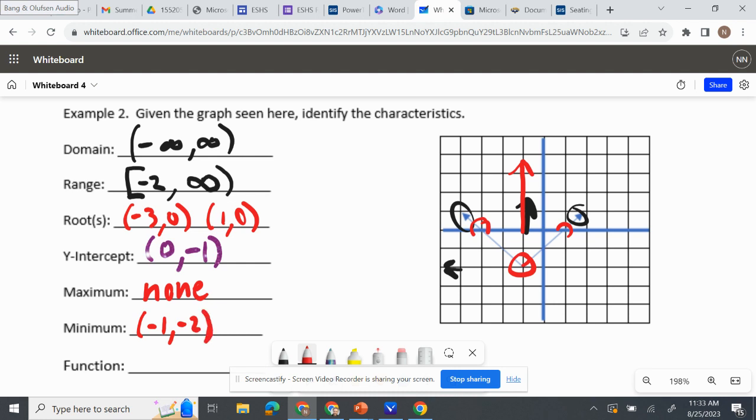And is it a function? Well, we're going to do the vertical line test. We draw a vertical line, and if the vertical line only crosses it once, then that means that it is a function. So yes, this is a function. An example of something that wouldn't be a function would be a circle. If we had a circle and we were to draw a vertical line, we see that it crosses twice, and that would be not a function. In this case, it only crosses once. In each of those cases, that's why it's a function.